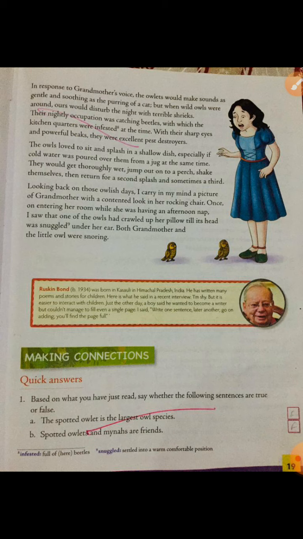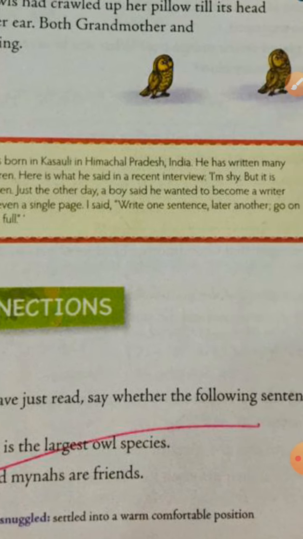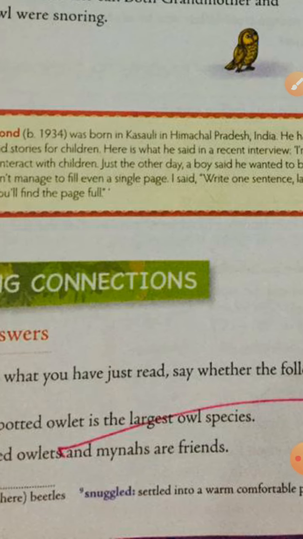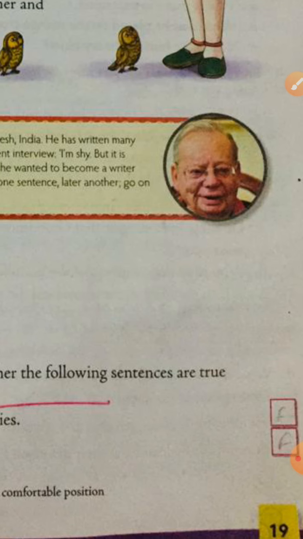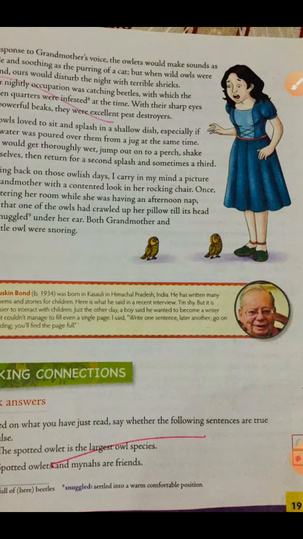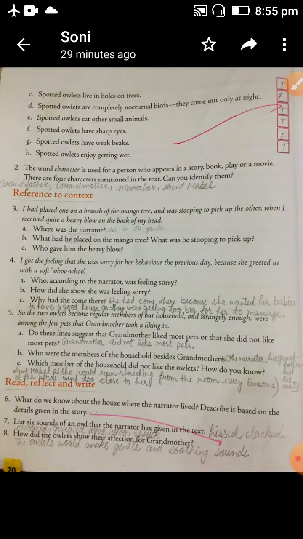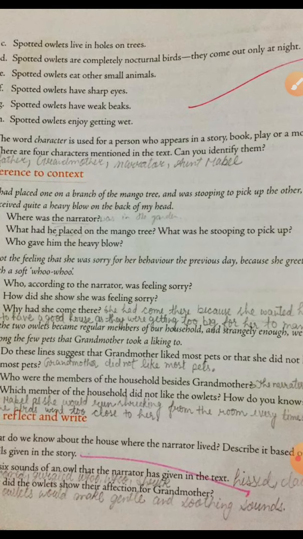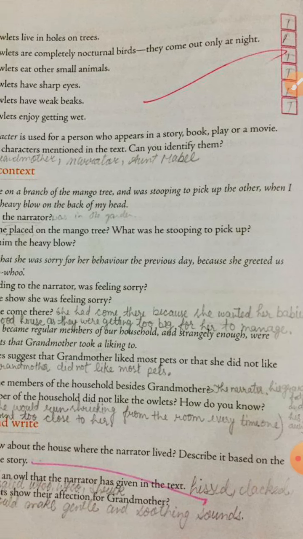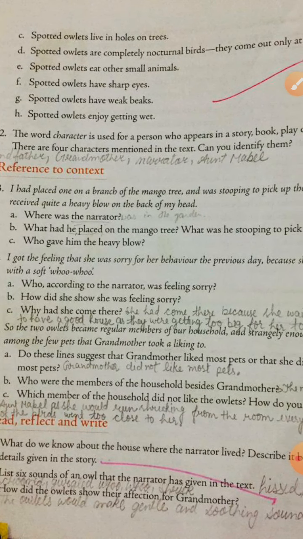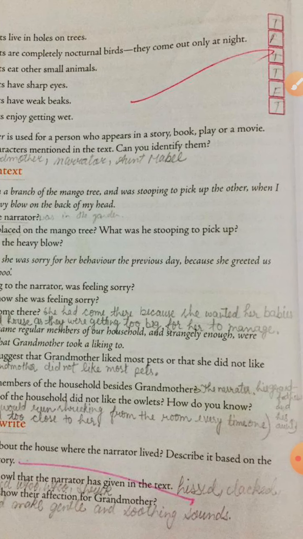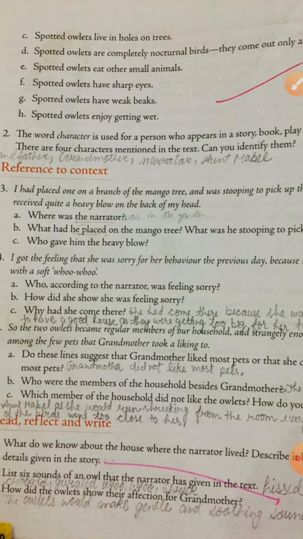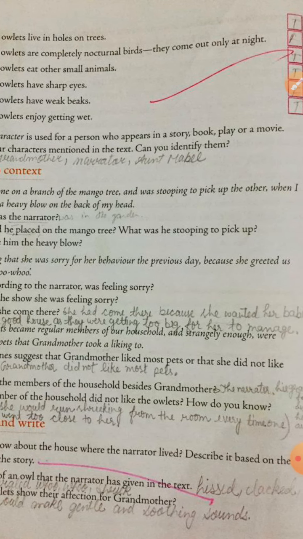So the first one is, the spotted owlet is the largest owl species. This is false. Next one is, spotted owlets and mynas are friends. This is also false, as you can see in your book. I hope all are having the book right now to understand it. Next one is, spotted owlets live in holes on trees. This is true. Next one is, spotted owlets are completely nocturnal birds. They come out only at night, not at all. It is false.